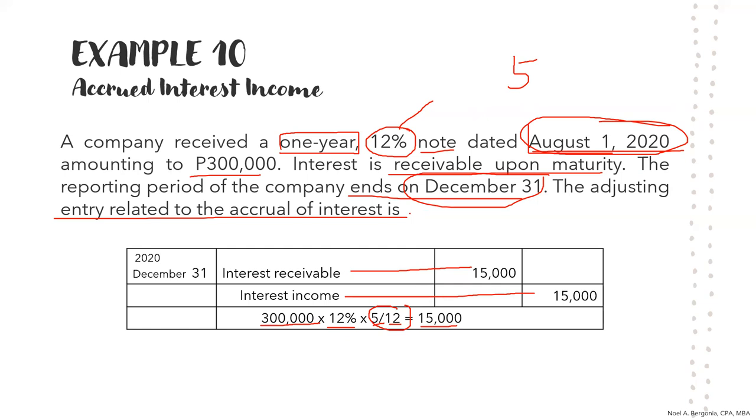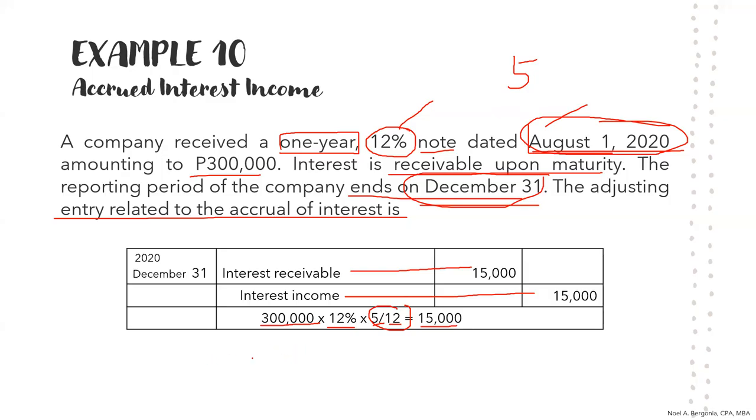Okay, so ito ang year-end niya is December 31, ha, August nagsimula. Okay, so clear tayo doon? Alright, very good. Tapikin mo yung sarili mo, gising ka pa ba? Okay ka pa? Ayan.